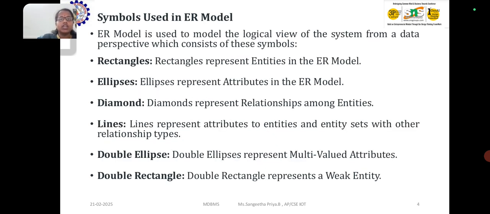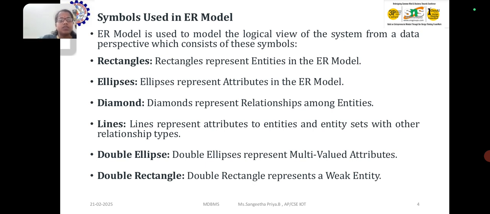Symbols used in the ER model. The ER model is used to model the logical view of a system from the data perspective, which consists of these symbols. Rectangle: a rectangle represents the entities in the ER model. Ellipse: an ellipse represents the attribute in the ER model. Diamond: a diamond represents the relationship among the entities. Line: a line represents the attribute to the entities and entity sets with other relationship types.